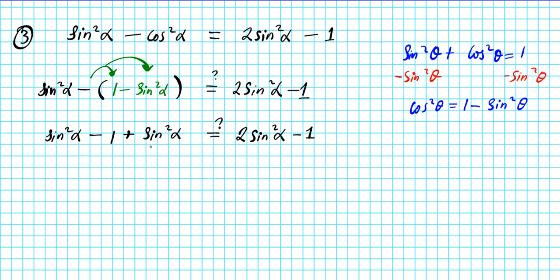Now we have two like terms here, sine square alpha and sine square alpha. If you add them together, you end up with 2 sine square alpha minus 1. Is it equal to 2 sine square alpha minus 1? Is it? Absolutely. So we've been able to show that the original identity is in fact correct.